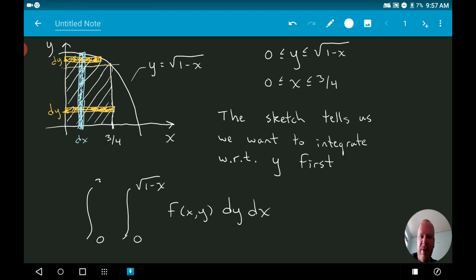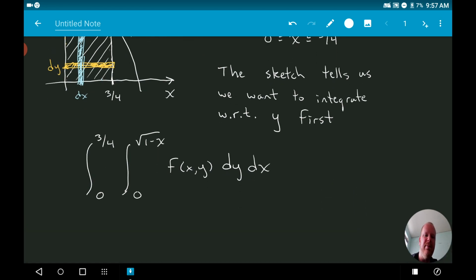So if I set up my integral, and x is in between 0 and 3/4, then this is already in the correct form that it needs to be in. So this is a properly set up double integral. And we don't need to change the order. This was the correct order to work with.